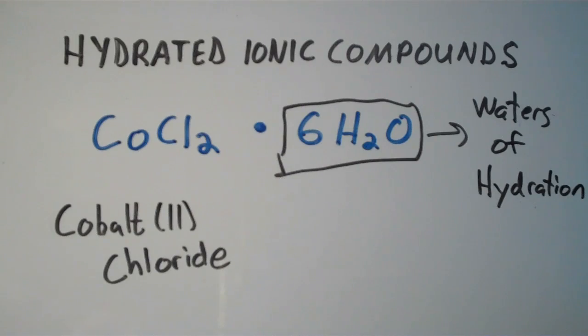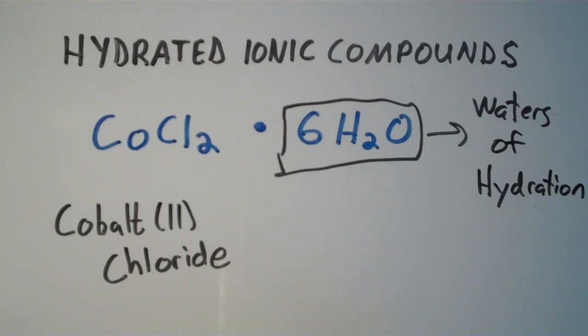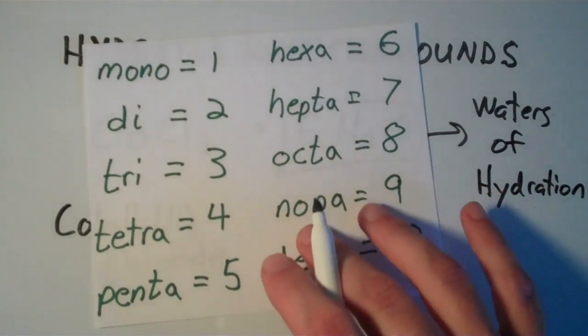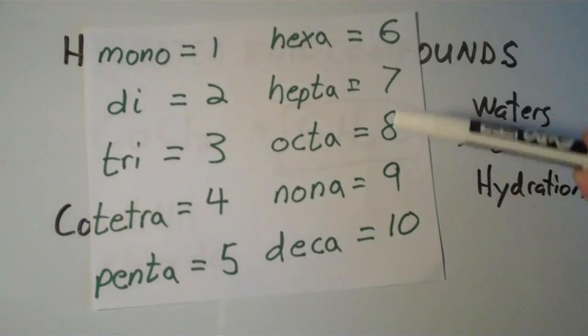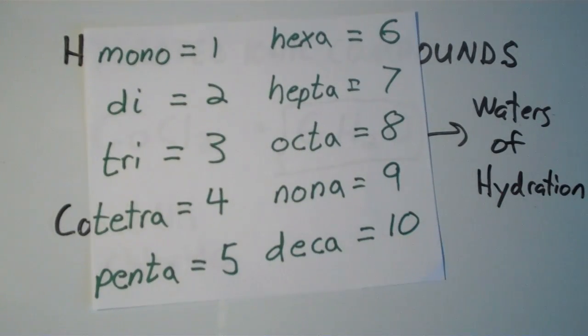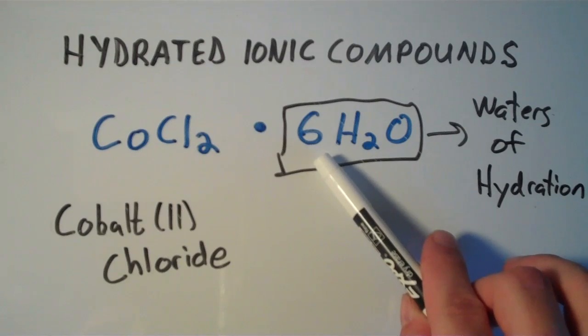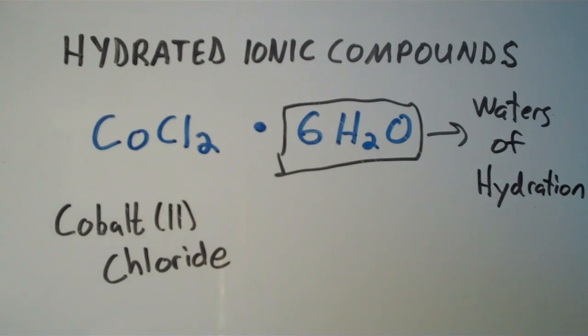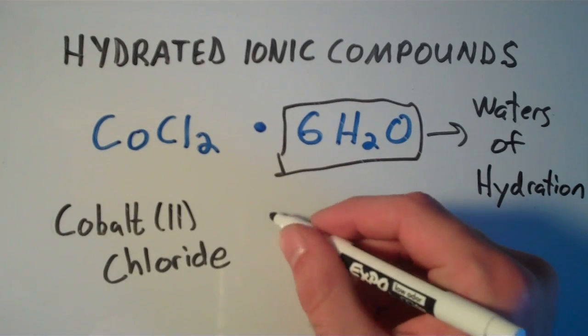And to name a hydrated ionic compound, all you do is take the number in front of the water molecules and turn it into a Greek prefix. The prefix for 1 would be mono, for 2 it would be di, for 3 it would be tri, for 4 it would be tetra, and so on throughout this table. So we transform this coefficient into a prefix, and then we just attach the word hydrate. So this would be cobalt 2 chloride hexahydrate.